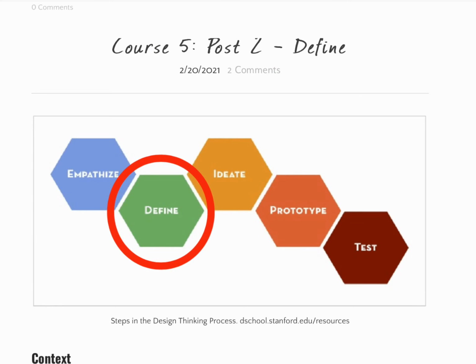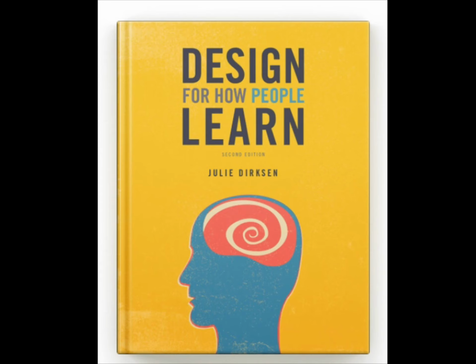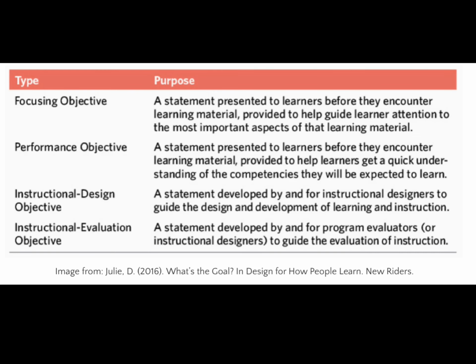My next step was then to define my learning objectives and goals that I wanted my students to get out of this project. I used Julie Dirksen's Design for How People Learn to help me set some goals. In her book, she focuses on 4 types of goals or objectives: a focusing objective, a performance objective, an instructional design objective, and an instructional evaluation objective. These are not always relevant to every task, but they are important to think about.